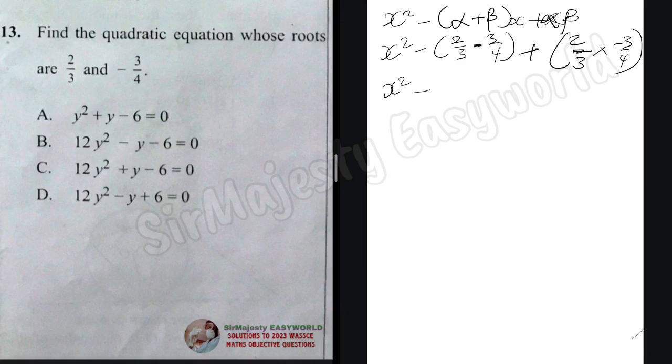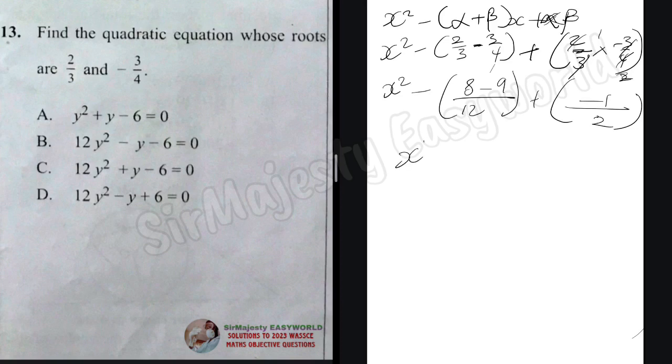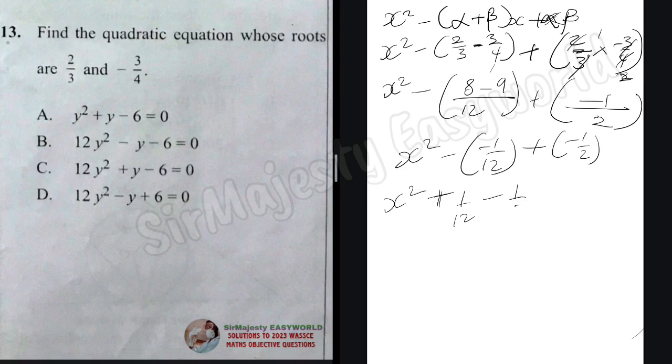To find the LCM, it is 12. 3 in 12 is 4, 4 times 2 is 8, minus 4 in 12 is 3, 3 times 3 is 9. Multiplying both sides, this 3 can cancel this 3 here, and 2 in 4 is 2, remaining minus 1/2. So this is x squared minus 1/12 x, plus minus 1/2. Let's multiply out the brackets: minus and minus give us plus, so this is plus 1/12 x, and plus and minus gives minus 1/2.